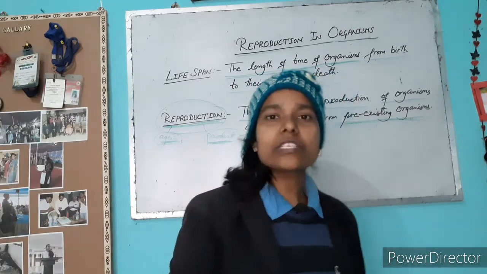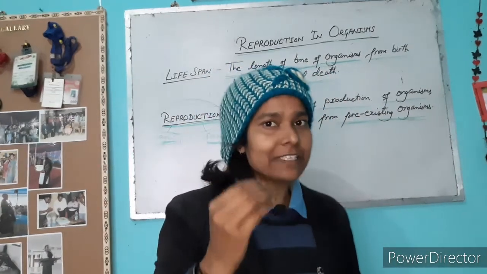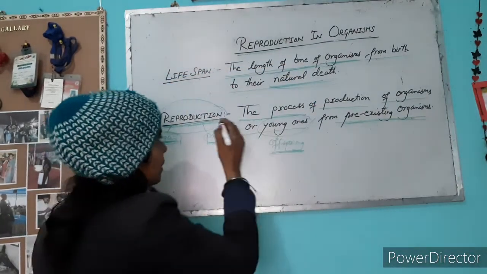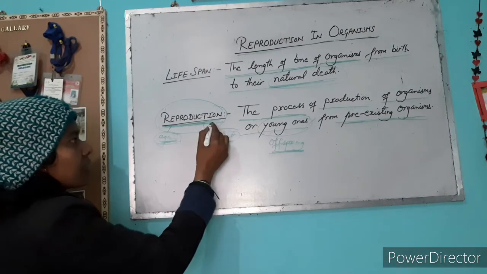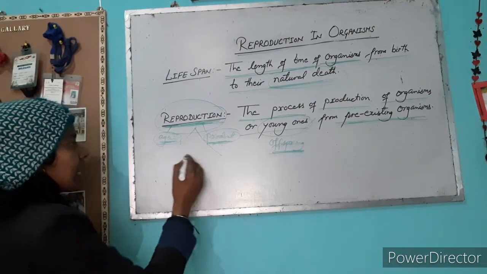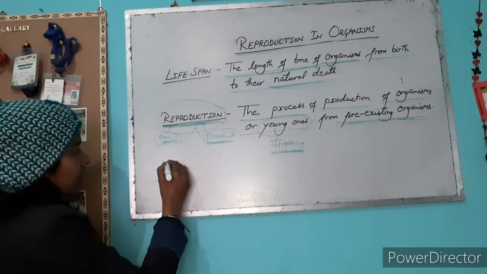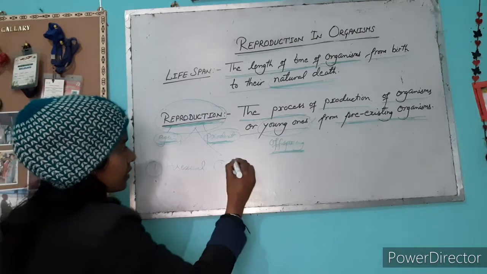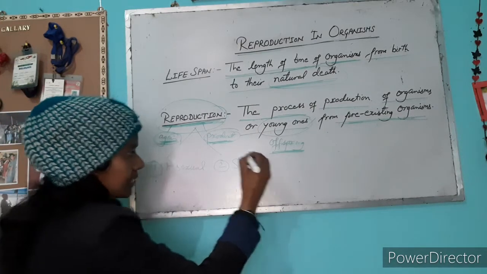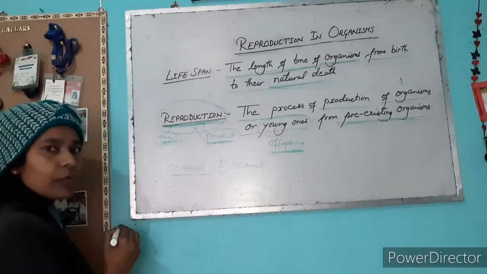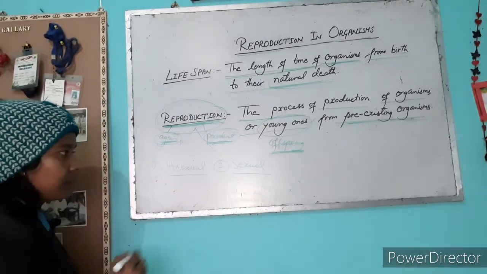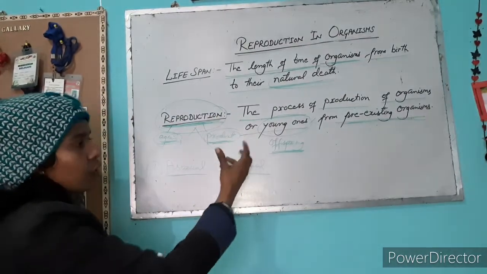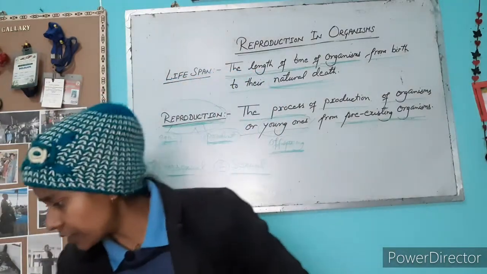Okay, so let me teach you how many types of reproduction. Basically reproduction is of two types. Majorly it is classified into two. Majorly, if we talk about reproduction, then this reproduction can be classified into two: sexual and the other one is asexual. Okay, asexual mode of reproduction and sexual mode of reproduction. There are two methods of reproduction. Let me elaborate it more.